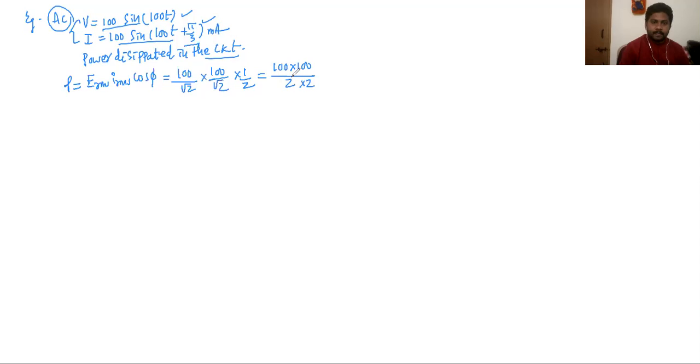So this is 2500. And the interesting thing is here I_RMS is I naught by root 2. So it is 100 by root 2 given in milliamperes, so we must add 10 raised to minus 3 watt. Now 2500 into 10 raised to minus 3, so you can write 2.5 watt. That's it. In this way you can solve the question.